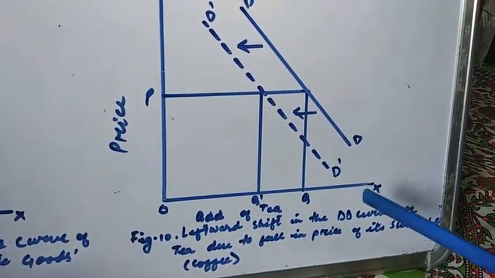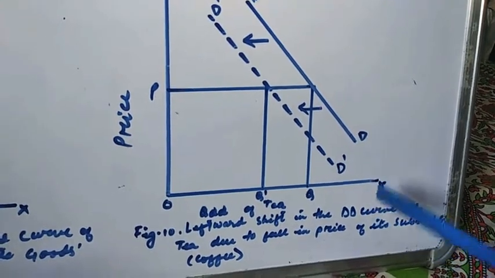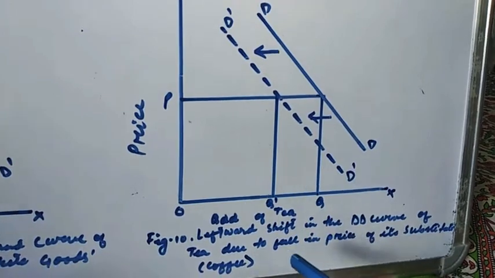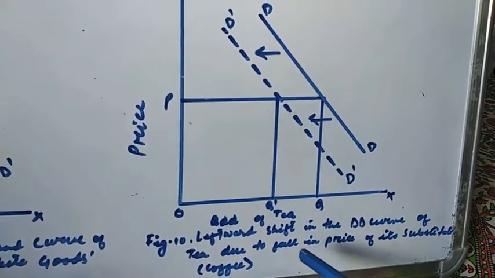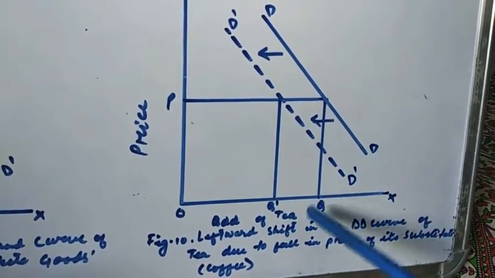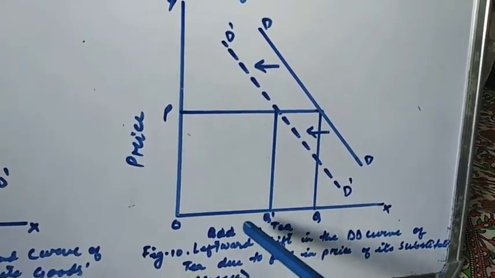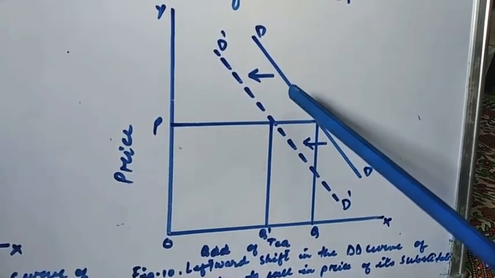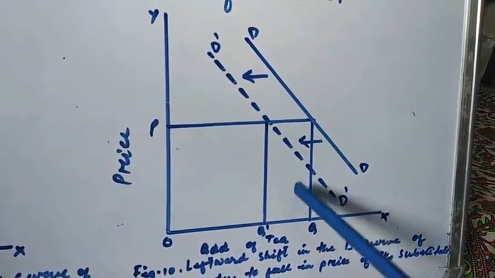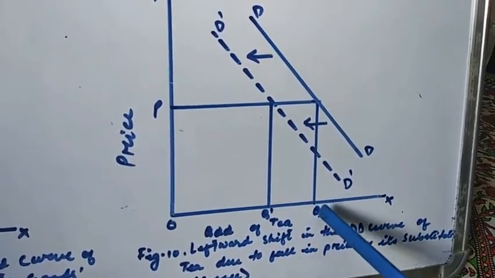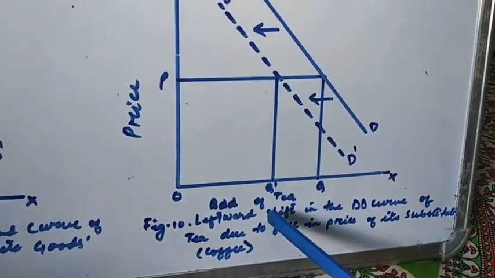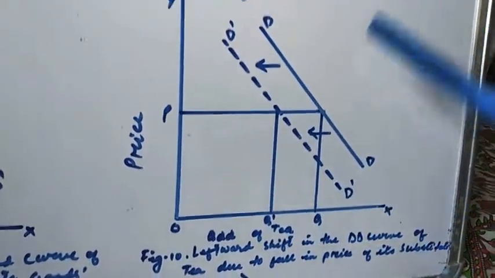So with the fall in the price of coffee, the demand for tea has reduced. The change in the price of a substitute has affected the quantity demanded of tea. In this case, there is a fall in the price of coffee, and the quantity demanded for tea, which is a substitute for coffee, has reduced. So we are witnessing a leftward shift of the demand curve from DD to D dash D dash, and quantity demanded for tea has reduced from OQ to OQ dash because the price of a substitute good, that is coffee, has fallen.